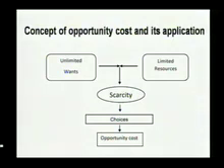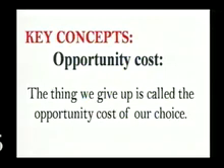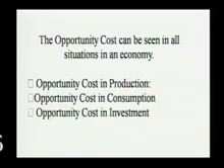Generally, the thing we give up is called the opportunity cost of our choice. Now, as I explained in the first segment, it is something foregone. That means if you have two choices, at the end of the day, you are compelled to pick one because your resources are limited. Therefore, that foregone choice is called opportunity cost. It can occur at different levels: in production, in consumption, and in investment.